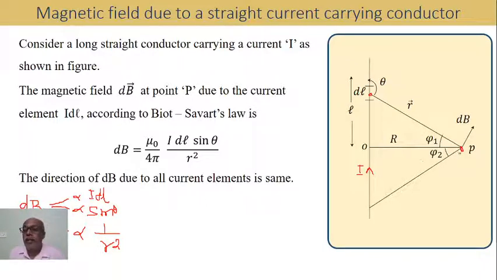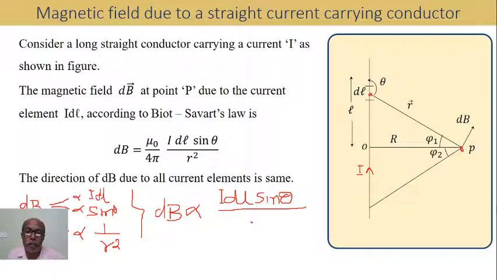According to Biot-Savart's law, the magnetic field dB at point P due to I dl is directly proportional to the magnitude of the current element I dl, directly proportional to the sine of the angle between the current element and the line joining the midpoint of dl and point P, and inversely proportional to the square of the distance between dl and P. Combining these, we get dB proportional to I dl sine theta by r square. This is according to Biot-Savart's law.